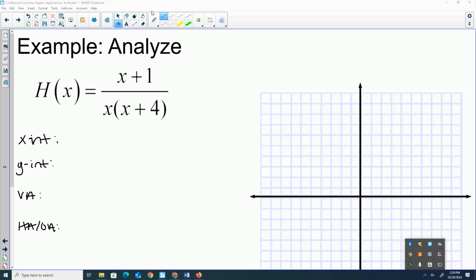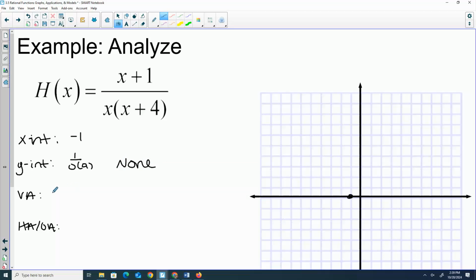What is the x-intercept? -1. And where did you look to find that? The numerator. So we hit the x-axis at -1. What's the y-intercept? None. If you put in 0 for all of your x's, you get 1 over 0, which can't happen, so there is none.